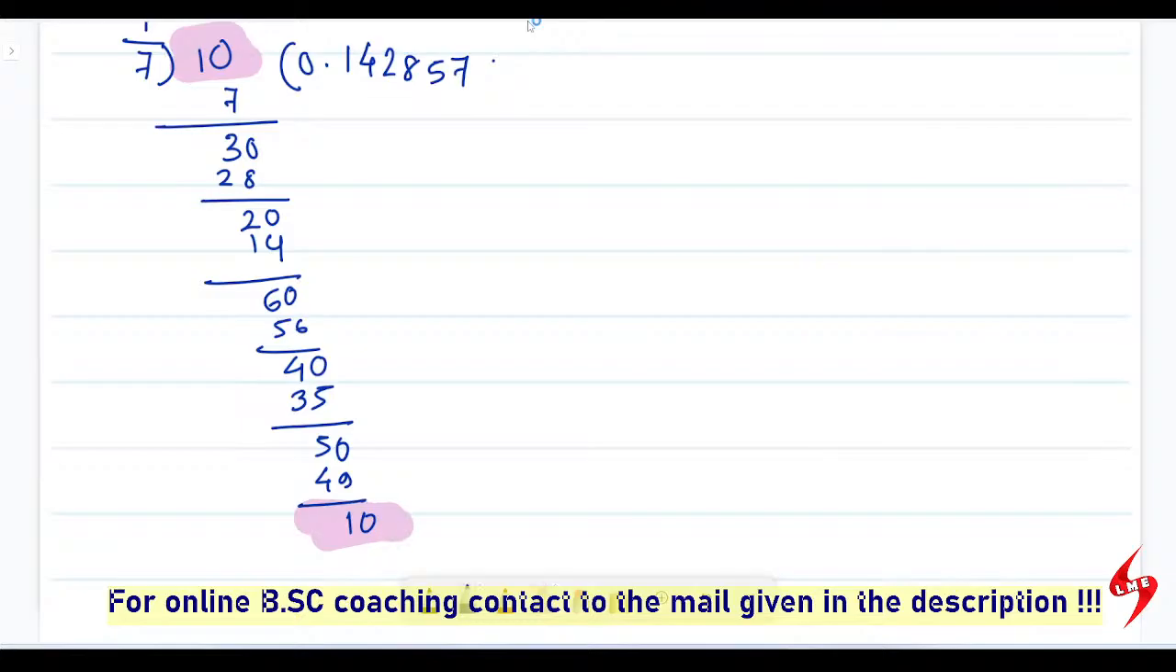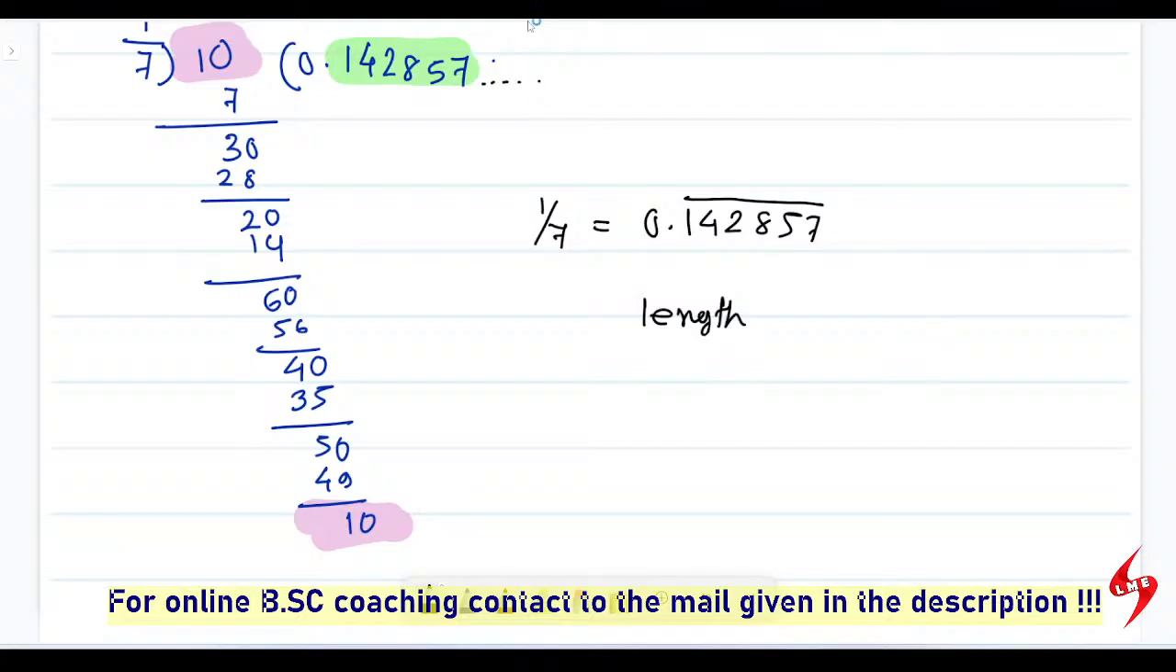So this is getting a 10 again, so this term will be repeated again. So 1 by 7 is 0.142857 and so on, because this term will be repeated again. Now the length: below the bar there are 1 2 3 4 5 6 elements, so the length of the period is 6.